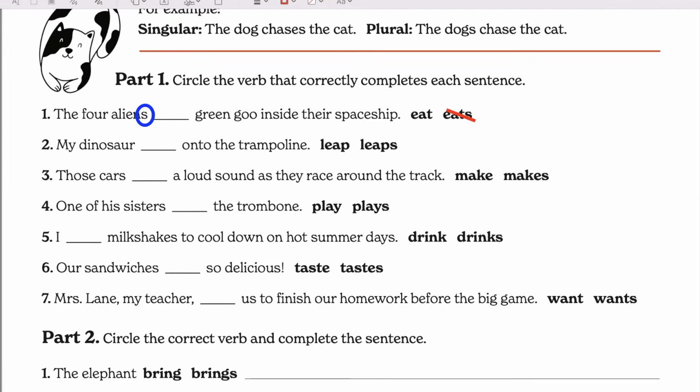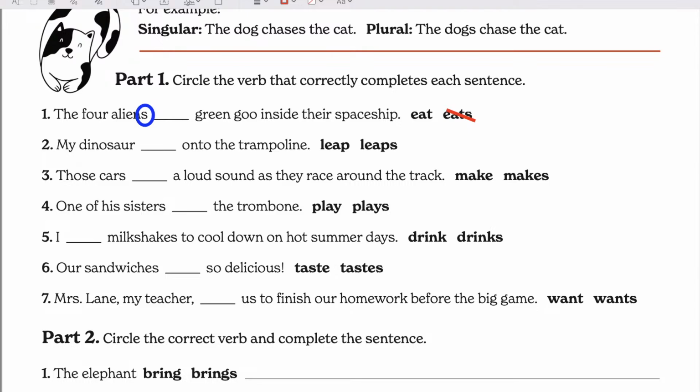My dinosaur leap onto the trampoline, or my dinosaur leaps onto the trampoline. Those cars make a loud sound as they race around the track, or those cars makes a loud sound as they race around the track. And again, if you look at the rule up there, that's showing singular and plural. This will help you understand the rule instead of just simply relying on, does it sound right?